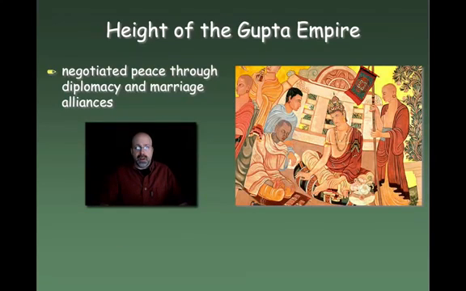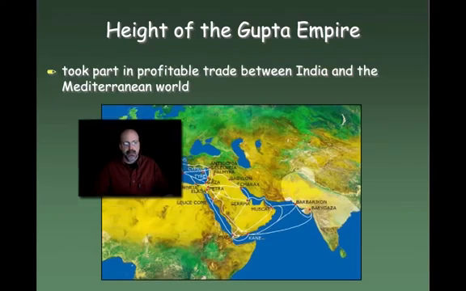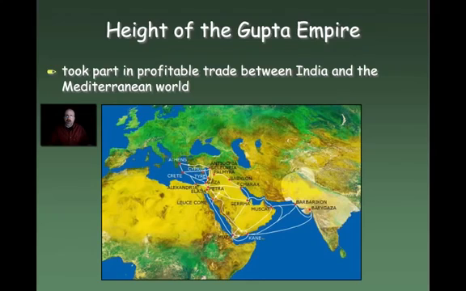Now, the way he maintained peace was that he negotiated peace through diplomacy and marriage alliances. So what he did was he married off his children to the children of other important people, and as a result, people would be less likely to challenge him because they would all be part of one sort of large extended family. He also took part in profitable trade between India and the Mediterranean world.